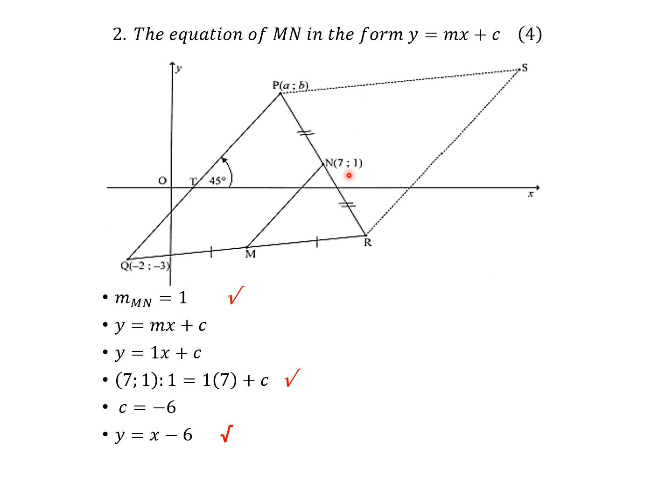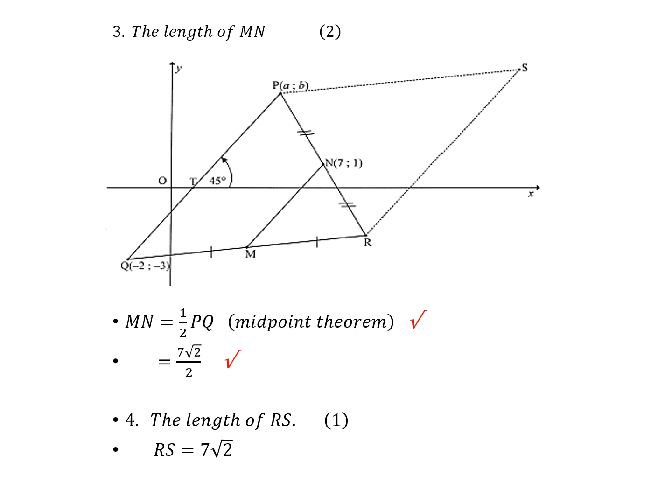I only have the coordinates (7; 1) on MN. So this states that y is 1 when x is 7. 1 times 7 gives me 7. 1 minus 7 would give me minus 6. So my value of c is minus 6. Therefore y equals x minus 6. 1 mark for MN, 1 mark for substitution, 1 mark for the answer. Right, let's look at the next one.